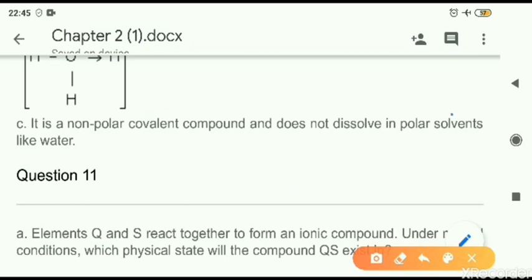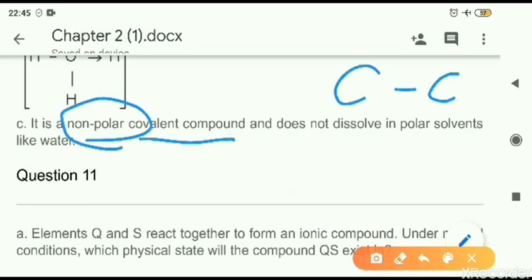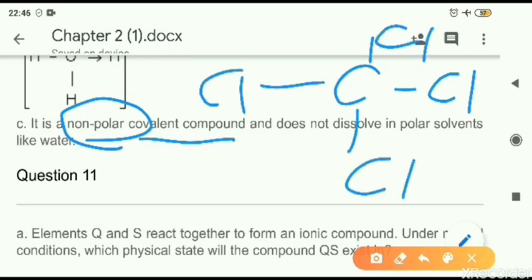So what was the question here? Why does it not dissolve in water? Because CCl4 is a non-polar covalent compound. The C-Cl bond is polar, but since it forms bonds on all four sides, it becomes non-polar, and non-polar compounds cannot dissolve in polar compounds.